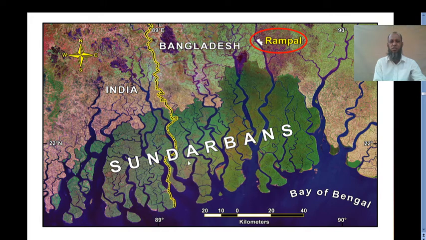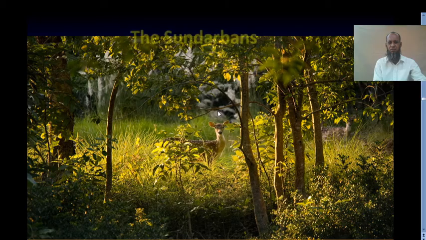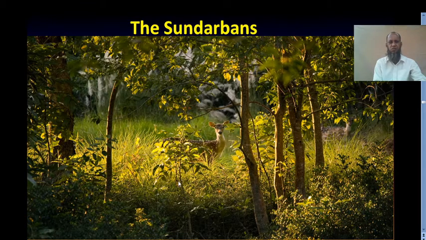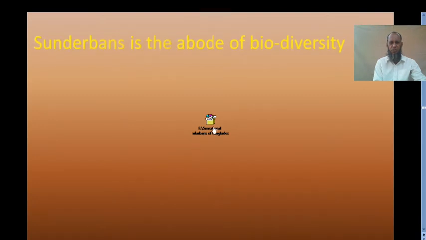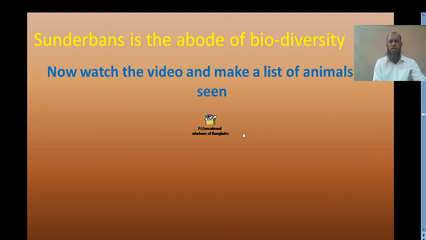Another World Heritage Site which is very famous all over the world is the Sundarbans, our pride, the biggest mangrove forest of the world. And this is the Sundarbans. Another picture of Sundarbans. All the forests are located on the shore of the Bay of Bengal. Sundarbans is the abode of biodiversity.